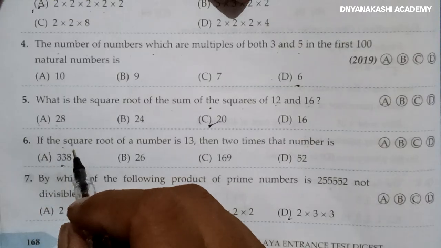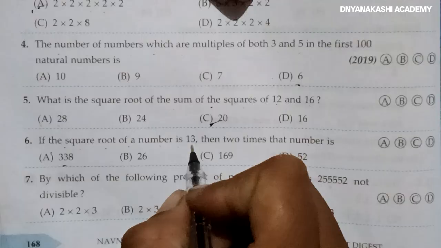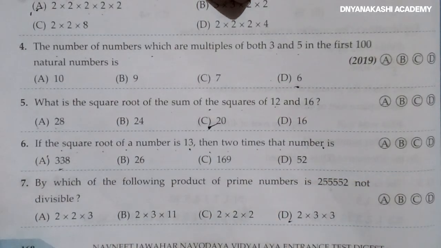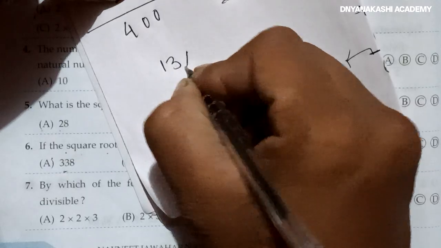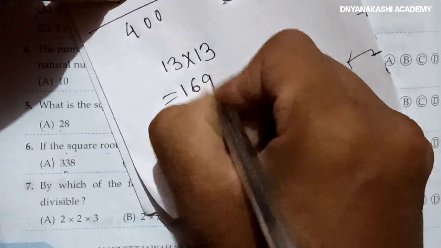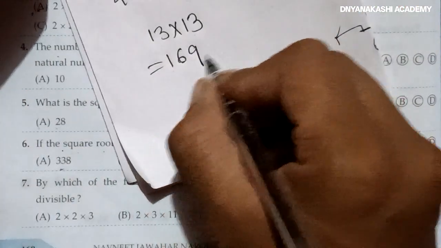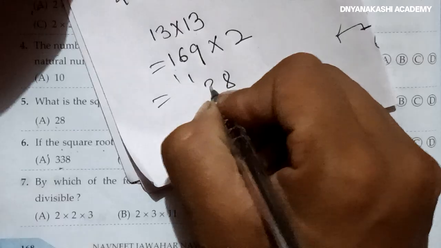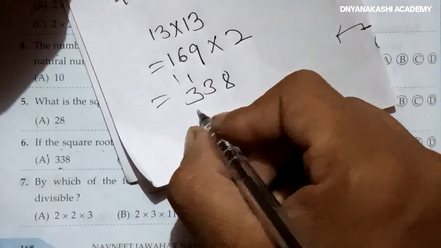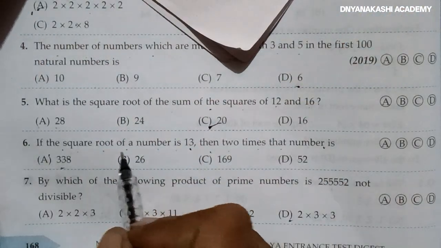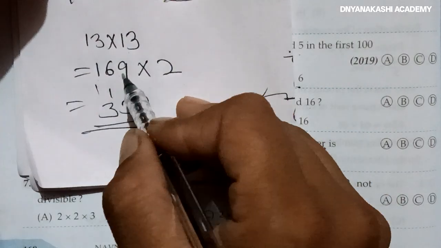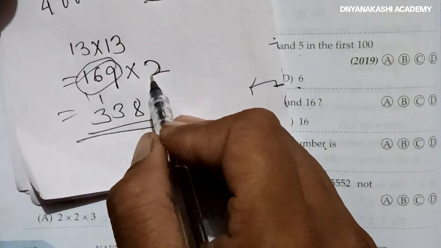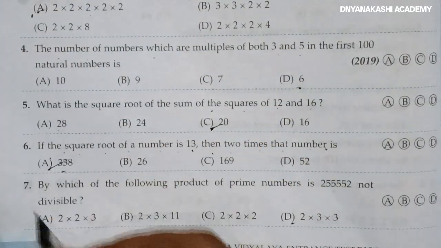And the sixth one: if the square root of a number is 13, then 2 times that number is what? The square root of the number is 13, so the number is 13 into 13. How much? 169. And 2 times this number means multiplied by 2: 338. The question is the square root of the number is 13, so the number is 169, and then 2 times it means 169 multiplied by 2. We get the answer 338. Option A is correct here.